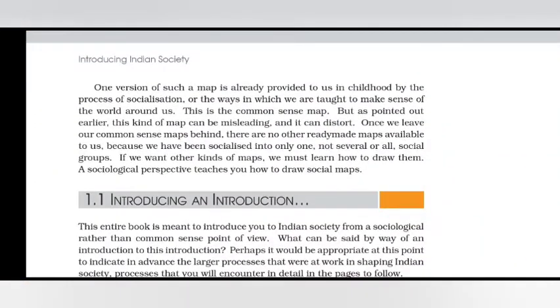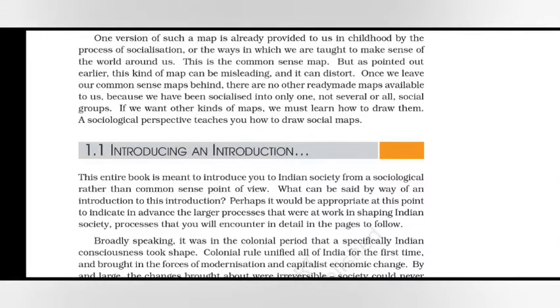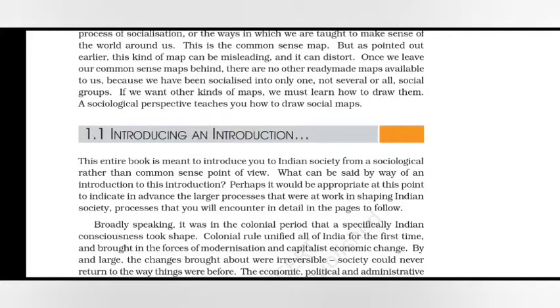One version of such a map is already provided to us in childhood by the process of socialization, or the ways in which we are taught to make sense of the world around us. This is the common sense map. But as pointed out earlier, this kind of map can be misleading and it can distort once we leave our common sense maps behind. There are no other ready-made maps available to us because we have been socialized into only one, not several or all, social groups. If you want other kinds of maps, we must learn how to draw them. A sociological perspective teaches you how to draw social maps.